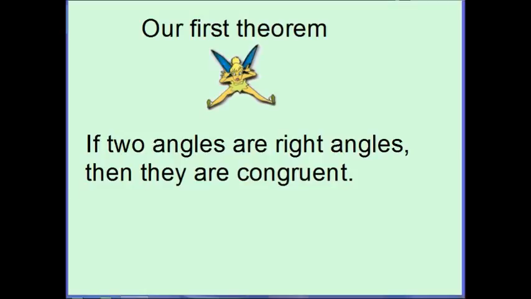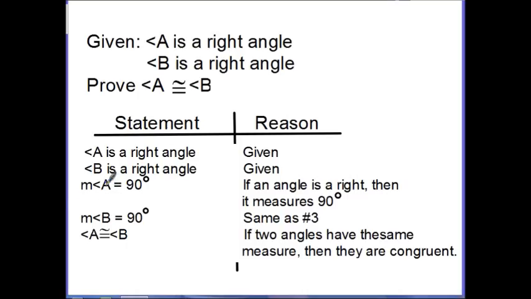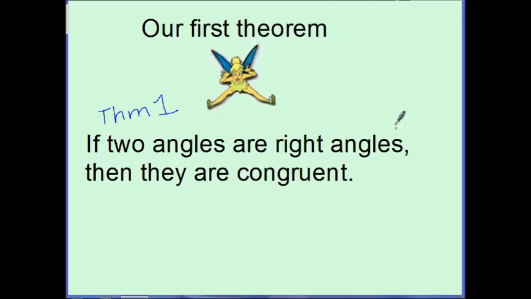Here's our first theorem. Let's go ahead and write that down. We're going to call this Theorem 1. Theorem 1 is a shorthand. It says if 2 angles are right angles, then they are congruent. Now, here's what this actually allows us to do. It allows us to go back to our proof. It allows us to take out this step and these reasons. And instead, it allows us to jump from 2 right angles into saying they're congruent using this theorem as our justification. Theorems can be shortcuts for us.